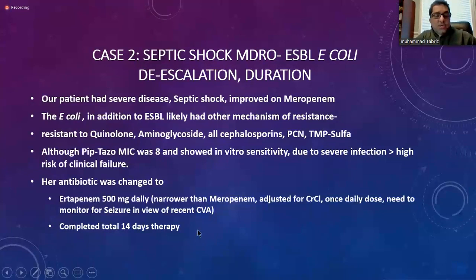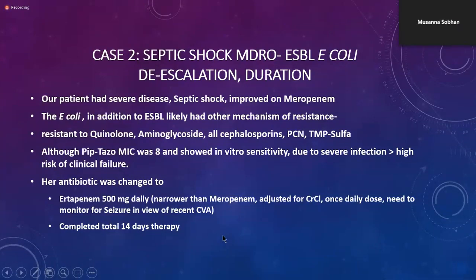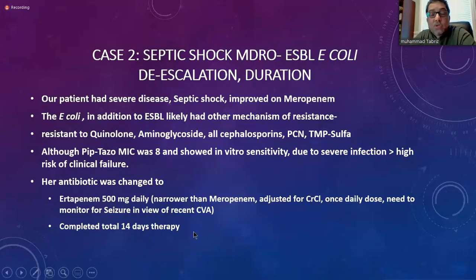Any question on this patient? Sir, what about imipenem and doripenem? So imipenem and doripenem have a higher propensity to cause seizure too. So ertapenem, imipenem, doripenem, all of them can lower the threshold for seizure. Meropenem is actually the drug of choice if somebody has previous seizure or a structural brain problem, including stroke.